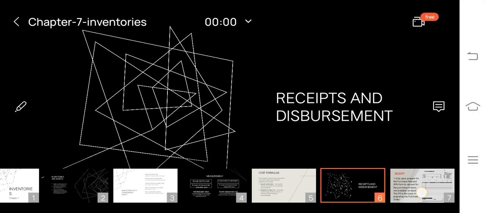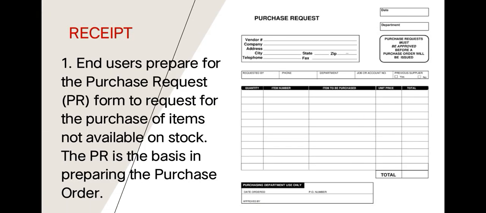Next topic is the receipts and disbursement ng inventories. So first muna tayo sa receipts. First, end users prepare the purchase request form to request for the purchase of items not available on stock. The PR is the basis in preparing the purchase order.